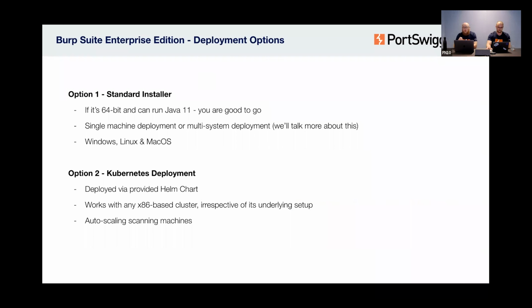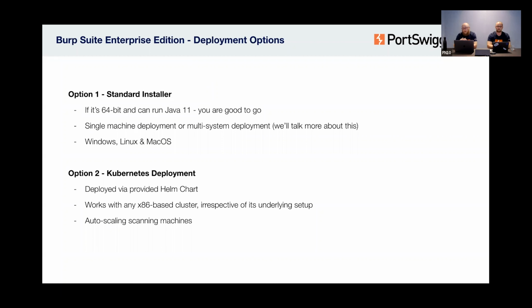So in terms of the deployment options for Burp Suite Enterprise, there are two choices. Option one is going to be our standard installer, and this is effectively you downloading the installer from our release page and installing it to an OS of your choice. That could be Windows, various flavors of Linux, Mac OS. Essentially, as long as it's 64-bit and can run Java 11, you should be absolutely fine. And then you've got a further choice of either a single machine deployment or multi-system, which we'll talk about in a sec. And then purely based on preference, you've got a second option, which is our new Kubernetes deployment.